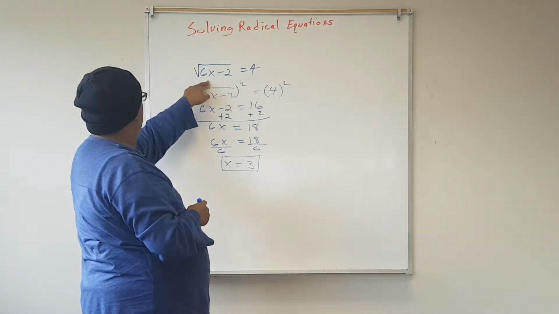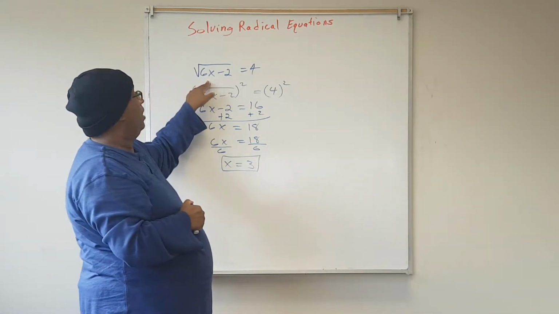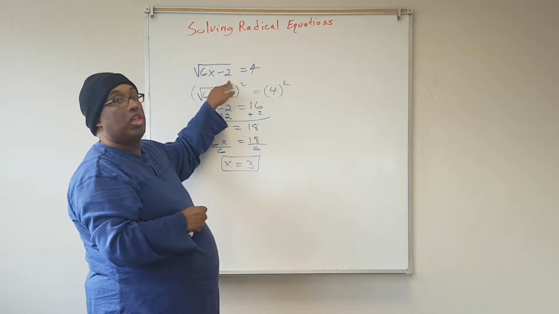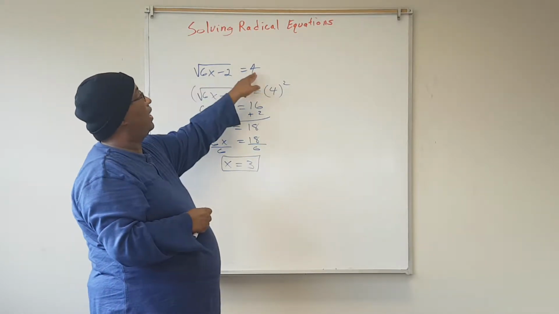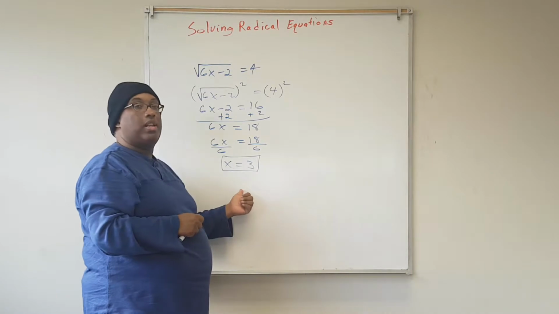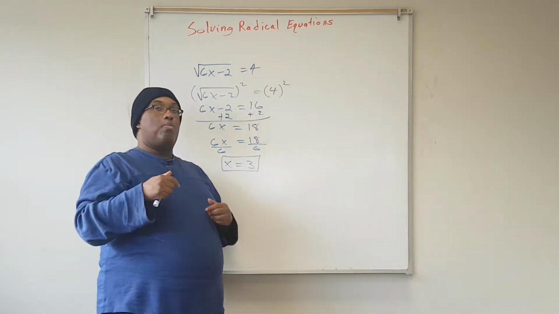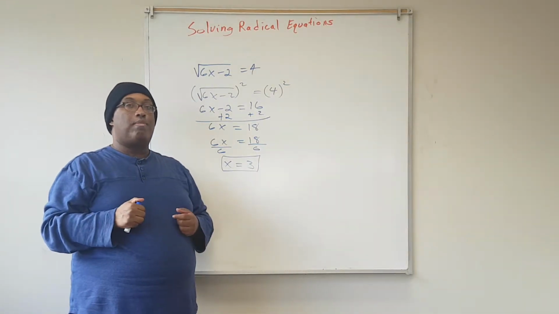6 times 3, that's 18, minus 2, that's 16. Square root of 16, that is 4. So this is a valid answer. Now, I will be back with another example.